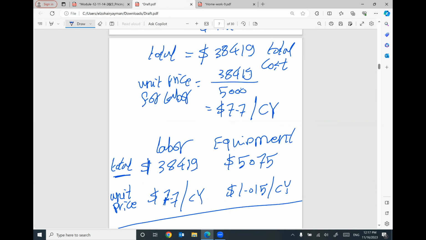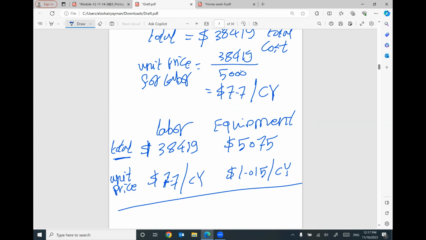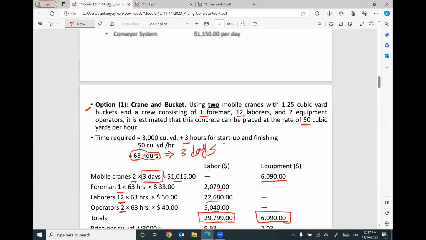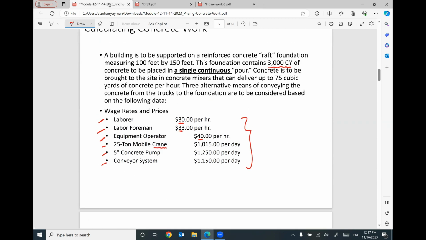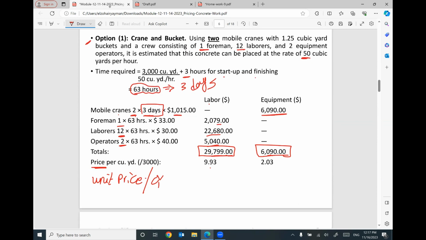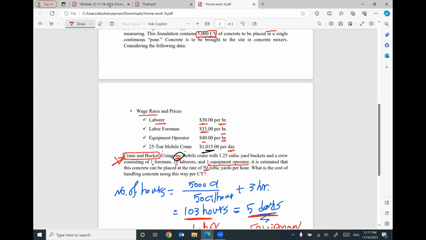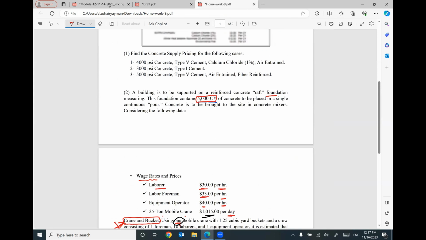We did these calculations to figure out the total cost for the whole 5,000 cubic yards, and what is the unit price. And in the lecture notes, we have the same example, but we have different options. Option number 1, option number 2, and option number 3. But in this problem, we have only one option. Do you have any questions so far?